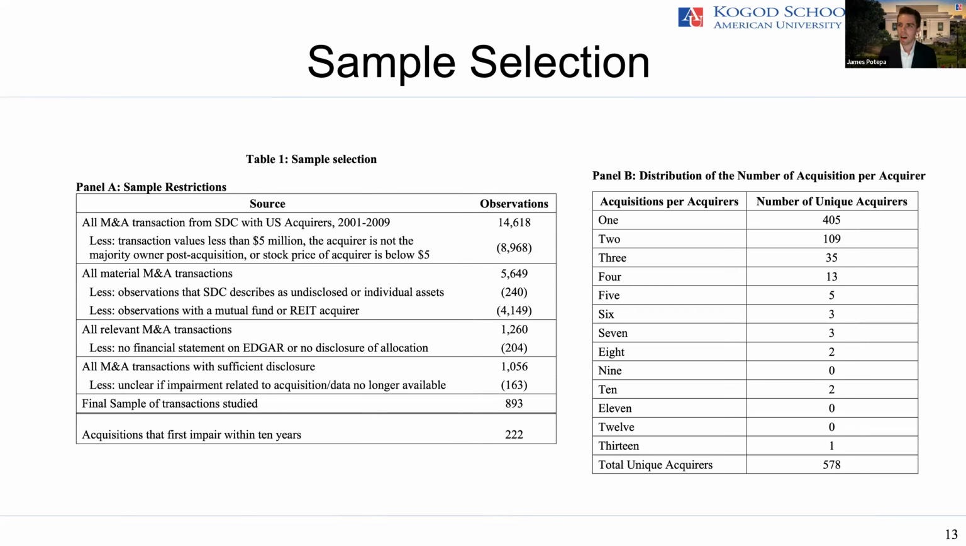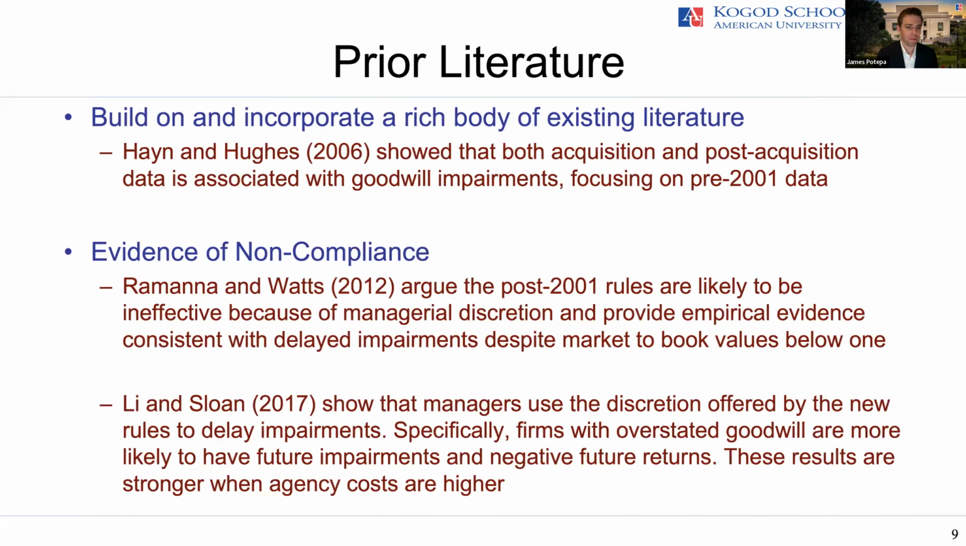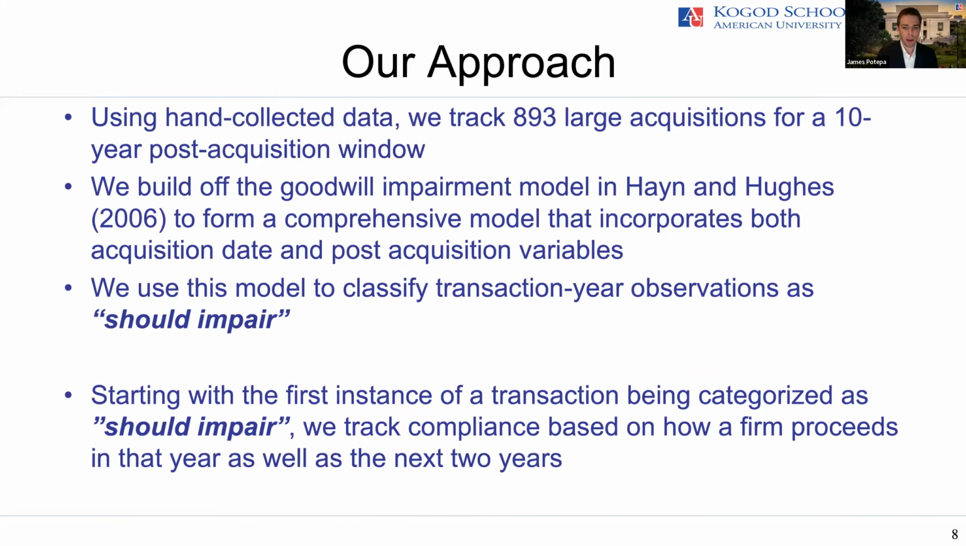They tend to be either in tech, pharmaceuticals, or finance. That tends to be companies that buy a lot of other firms. But for most of the sample, it's kind of just one acquisition per acquirer. Does that fully answer your question, Ian? Okay.